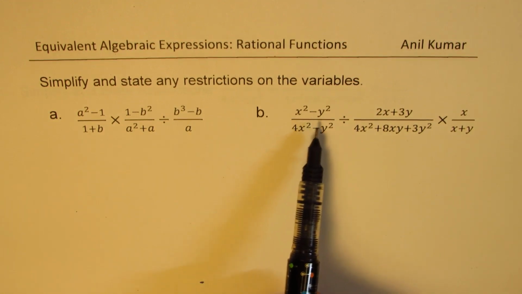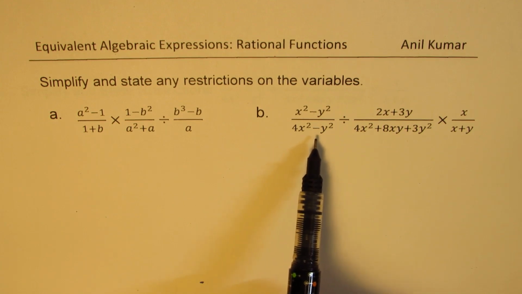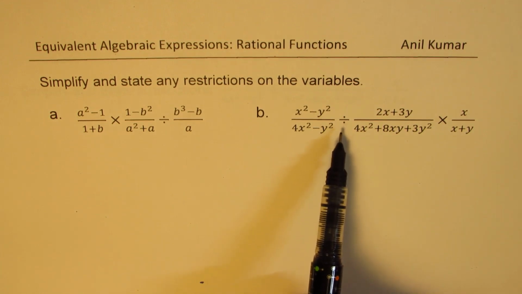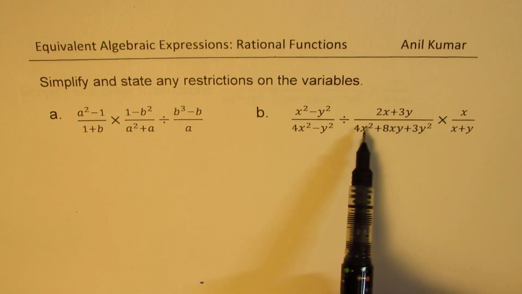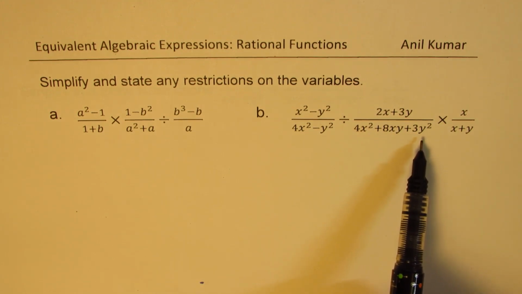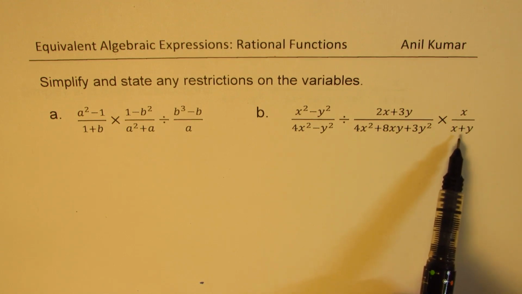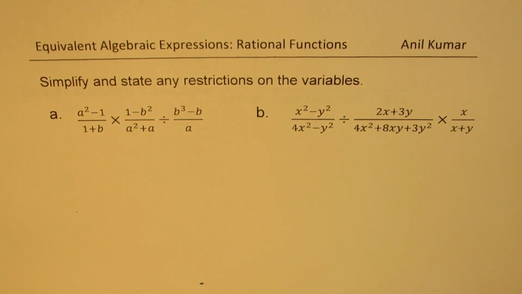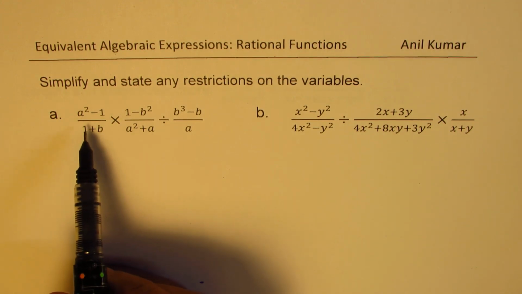And B is (x square minus y square) divided by (4x square minus y square) divided by (2x plus 3y) over (4x square plus 8xy plus 3y square), times x over (x plus y). You can always pause the video, answer this question, and then look into my suggestions. So let's begin with part A first.